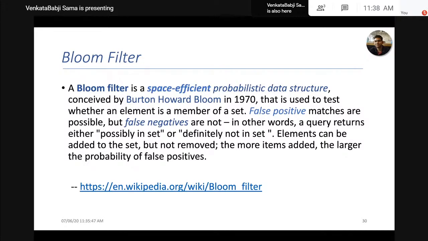This is a space efficient data structure, which essentially means it is going to offer what it needs to offer with a minimal amount of space. It is not going to grow like a set or a traditional data structure. It also says that false positive matches are possible, there is no guarantee, but false negatives are not. In other words, when it says it is there, it is possibly there in the set, but when it says it is not there, it is definitely not there in the set.